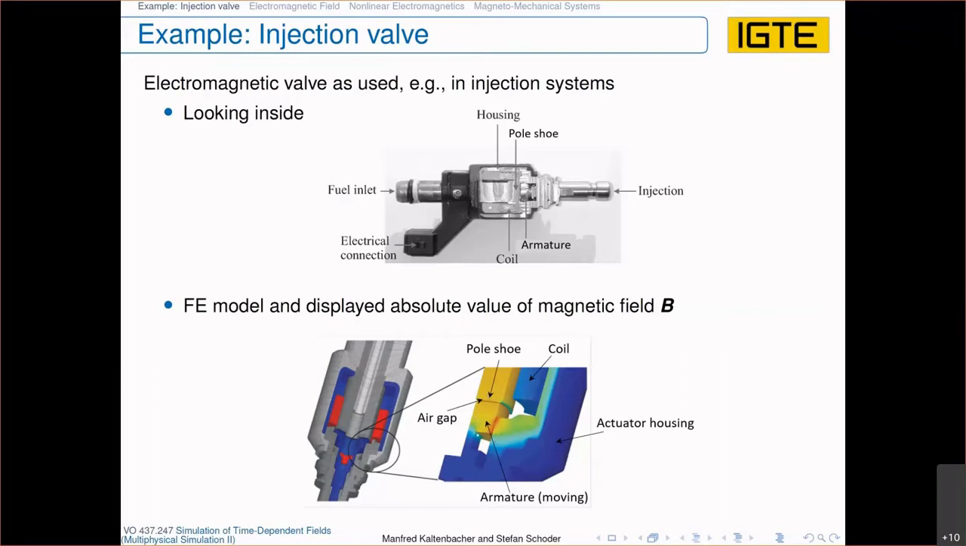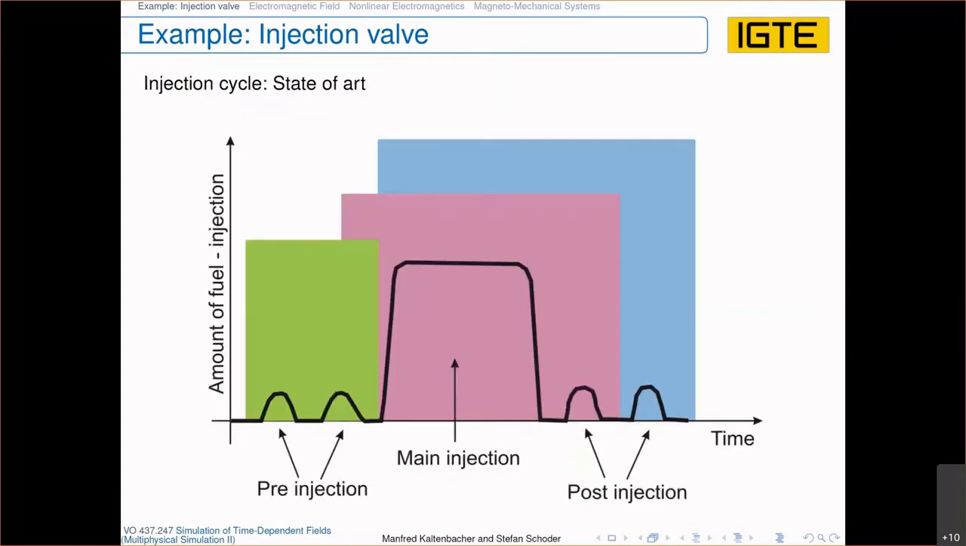This is the armature here, which moves, and that's going down here, and which then opens or closes with a needle the fuel inlet. Yeah, we have the pole shoe and the coil and the housing, and that's all more or less what you need. However, to really be able to do this within a modern injection cycle, you need a very high dynamics of such an actuator, because a standard injection cycle now consists of, as you can see, 5 injections.